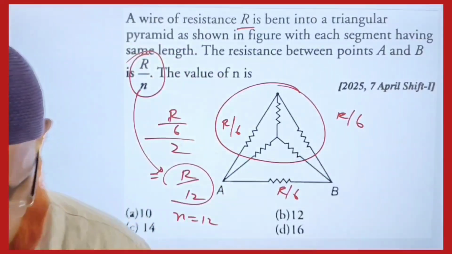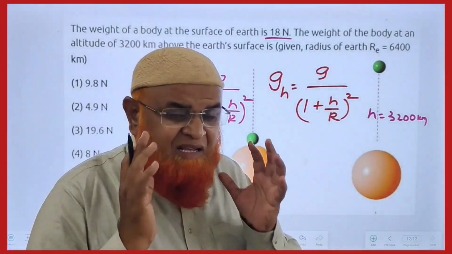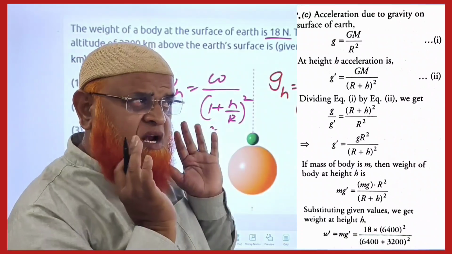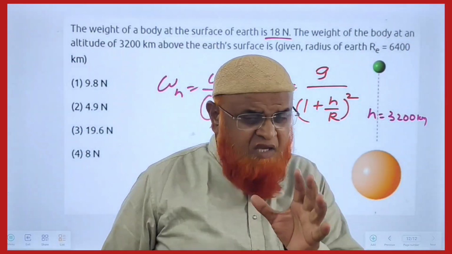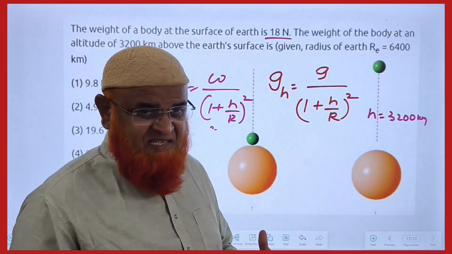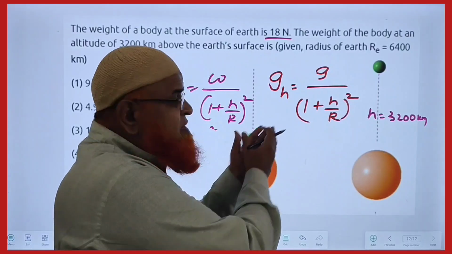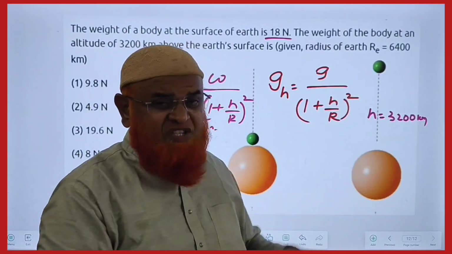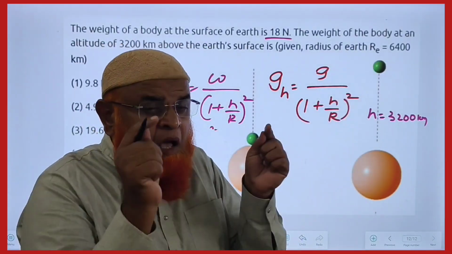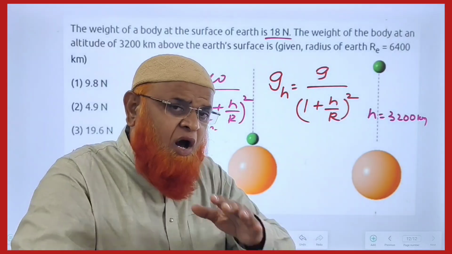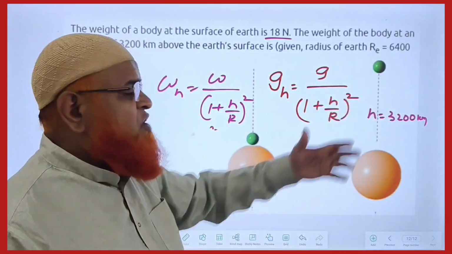Thank you very much. Well, my dear students, let us do the bypass surgery of such a big solution, which is not necessary. I have got a simple shortcut method. What is that? Whenever a body of mass m is taken to a certain height, 3200 kilometers above the Earth's surface, what happens to its weight? You all know weight decreases. How much is it going to decrease?